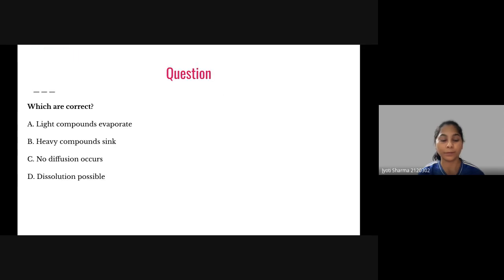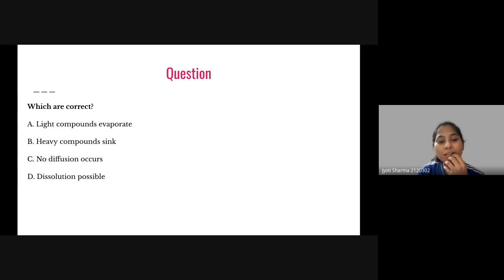Okay, which are correct? Light compounds evaporate, heavy compounds sink, no diffusion occurs, dissolution possible. If we are talking about light components, take the example of helium, nitrogen, or any chemical that is a very light component, most of the time they can evaporate. Heavy compounds may sink.